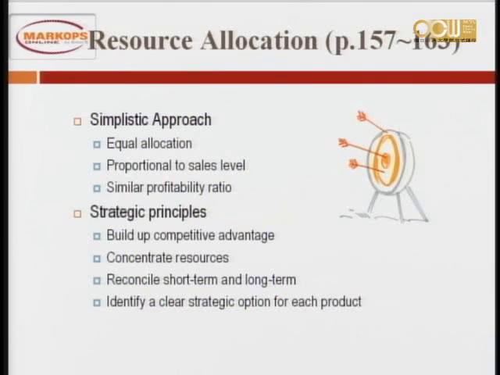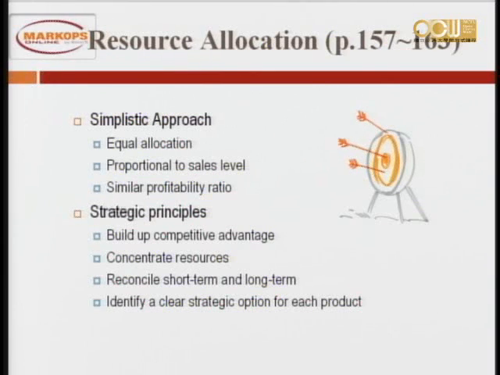Proportion to sales. A lot of companies think about it based on sales. So we have product A, product B, product C. Sales of A is higher, so they will put more resources there. This can be wrong. Why? Let me repeat again, with 3 products with different sales, that can be wrong. Why?